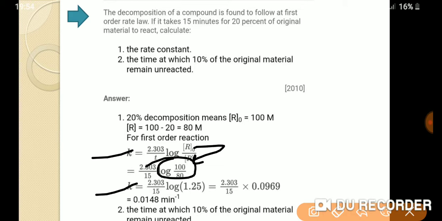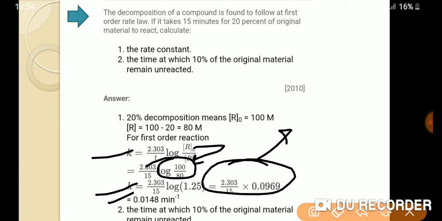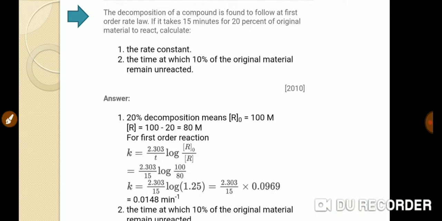Then after the calculation you will easily get 2.303 upon 15 times 0.0969, and after multiplying and dividing you will get 0.0148 minute inverse. You can do the calculation in your notebook very easily. Moving on to the second question: what is the time at which 10% of the original material remains unreacted? You can check the answer from here.